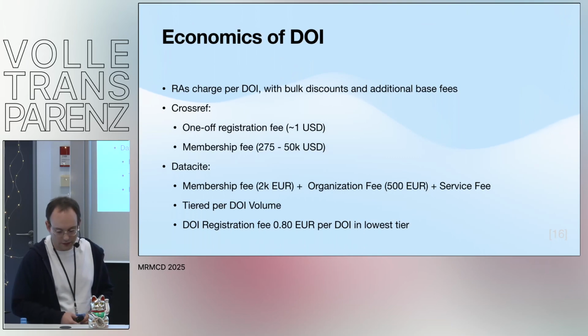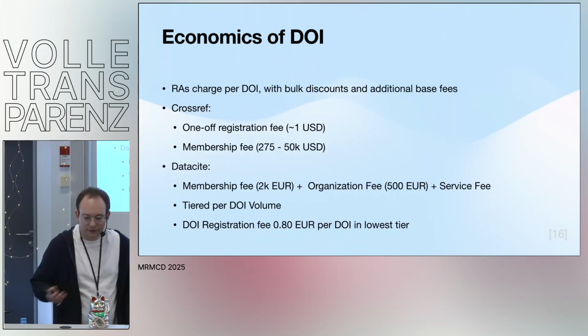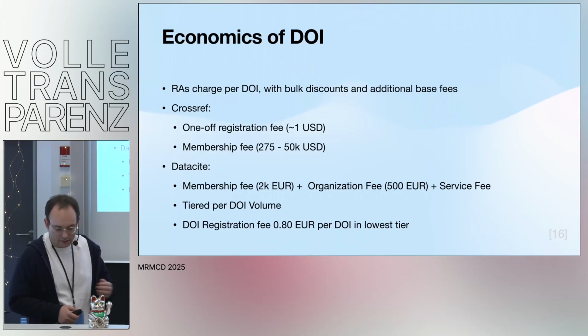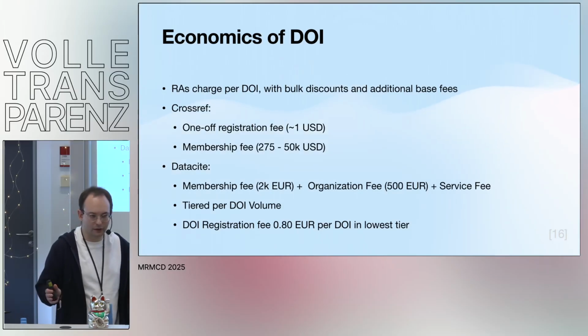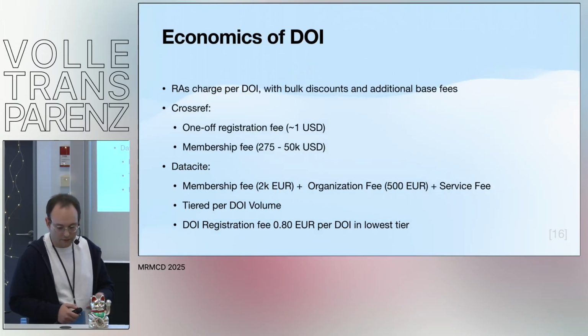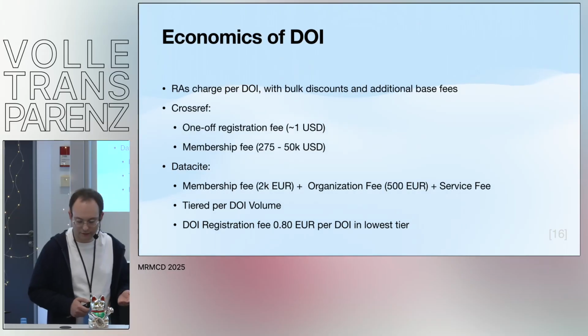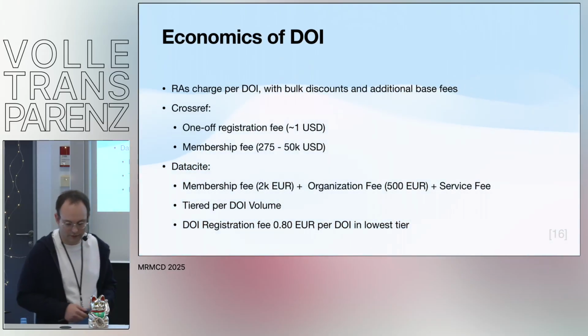DataCite also has a pretty similar setup. You have to pay a membership fee. That's just 2k euros plus an additional organization fee, and then plus a service fee. How much service fee you have to pay depends on how big you are. It's tiered per DOI volume, and the lowest tier, so when you have the fewest DOIs, is also the most expensive one per DOI, costing 80 cents per DOI.